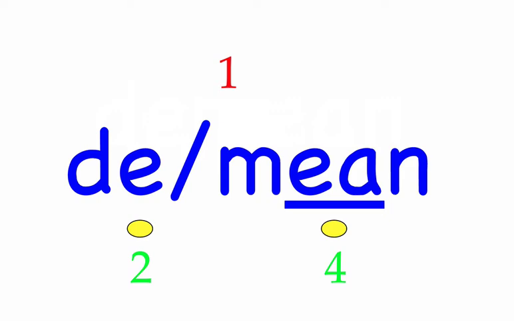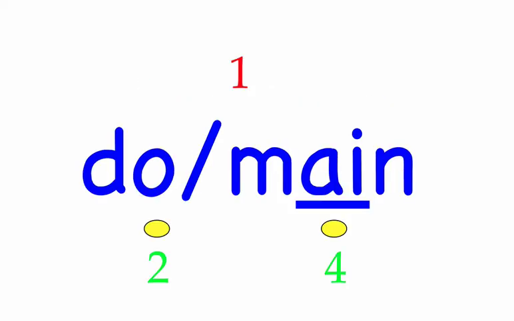Domain. Domain. His domain is vast. Domain. Do, 2 sounds. D, O. Main, 3 sounds. M, A, N. Domain. Mark the word. Domain.